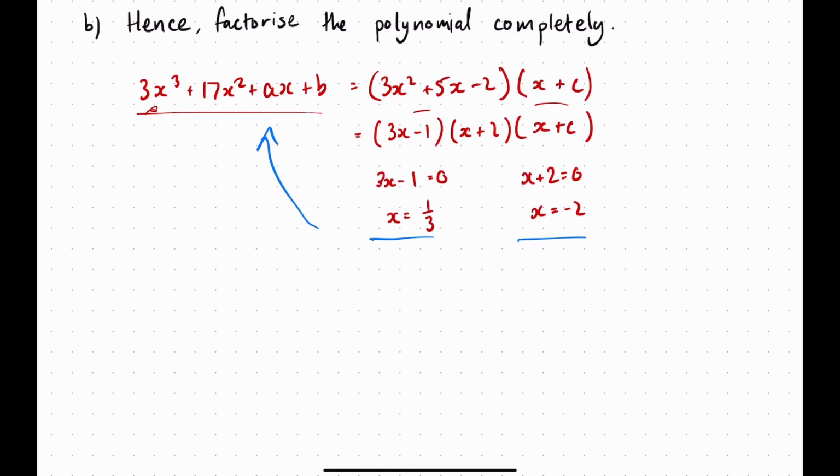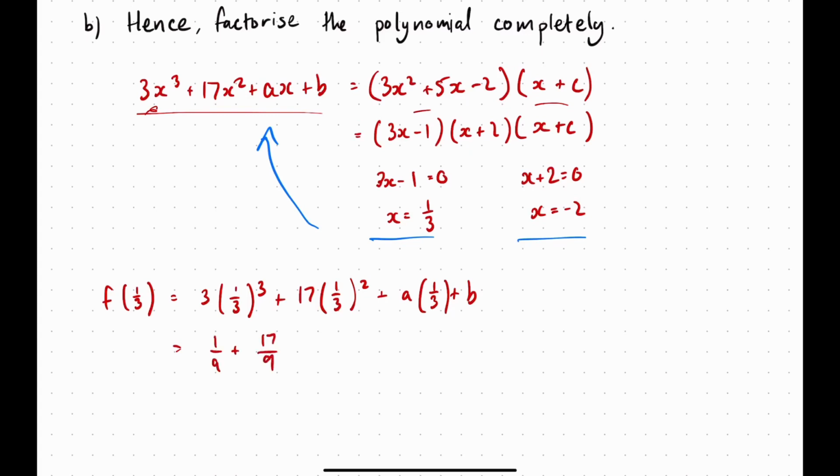So f of a third is equal to 3 lots of 1/3 cubed plus 17 lots of 1/3 squared plus a times 1/3 plus b, which when you calculate all of this out, you will end up with 1/9 plus 17 over 9 plus a over 3 plus b. Because I know that x equals 1 over 3 will be a factor, so 3x minus 1 is a factor of this, all of this should be equal to 0, because f of 1/3 should give 0 if it is a factor.